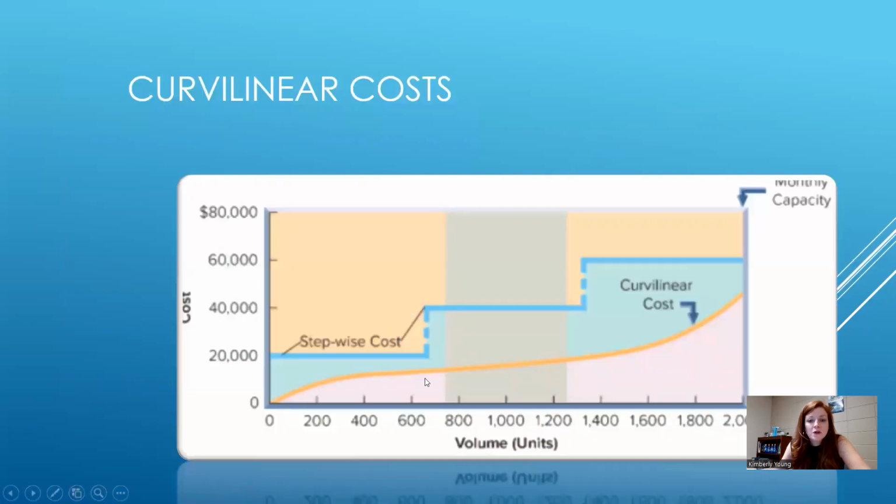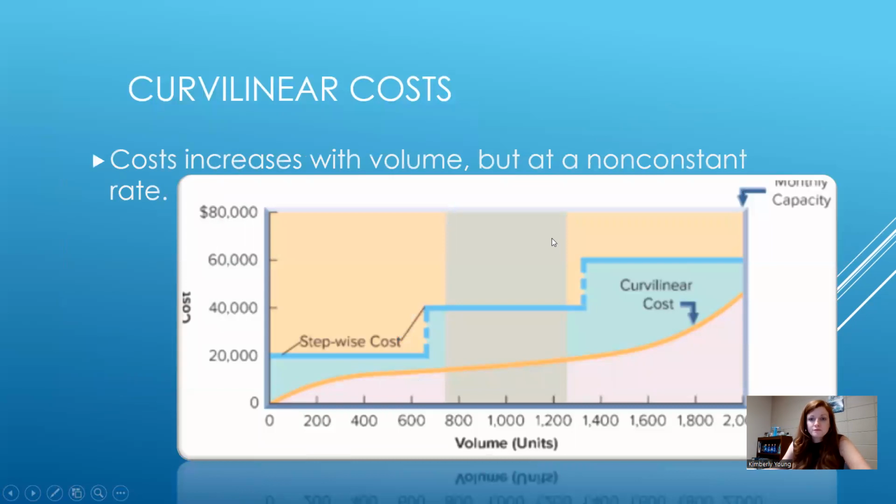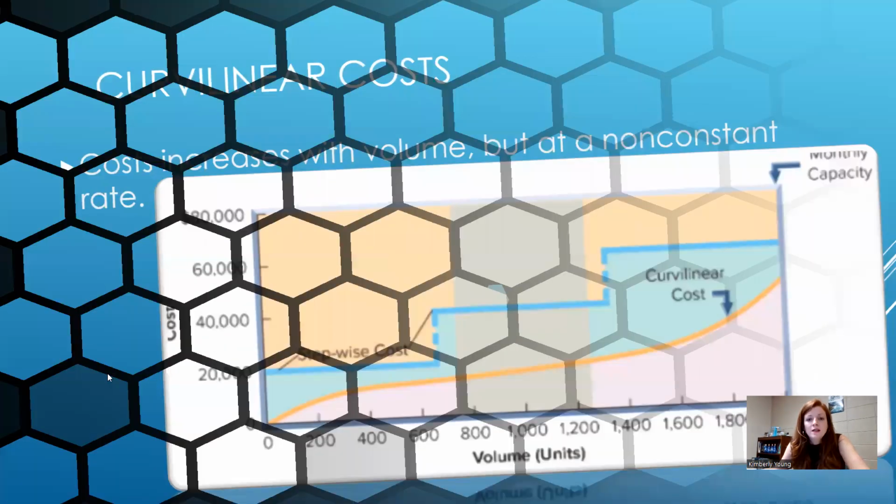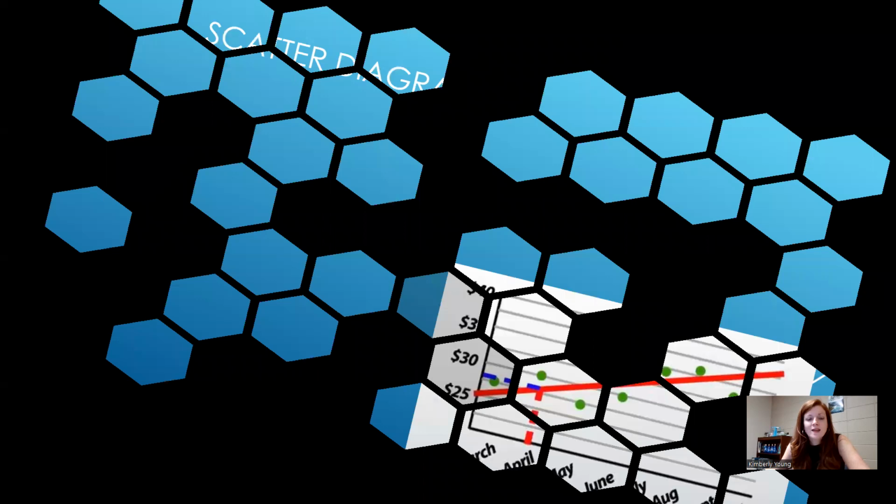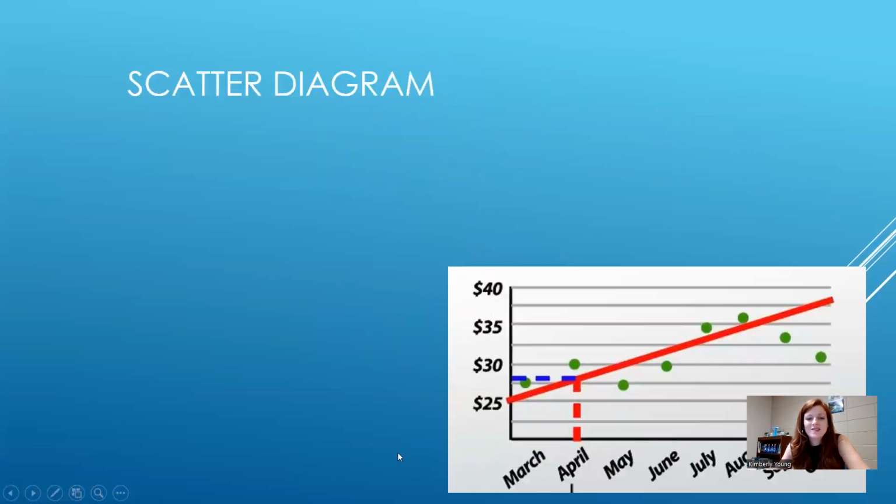Curvilinear is kind of similar, but it doesn't just go up all at once, and it's not a steady incline either. It just goes up at a non-consistent rate. So that would be a curvilinear cost. There's a lot of economics in this chapter.